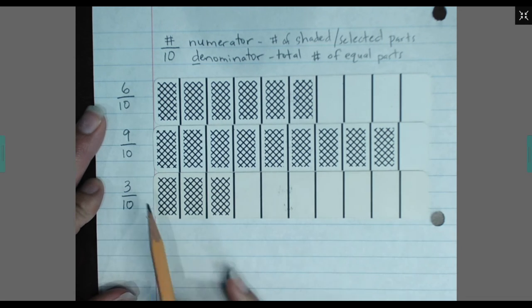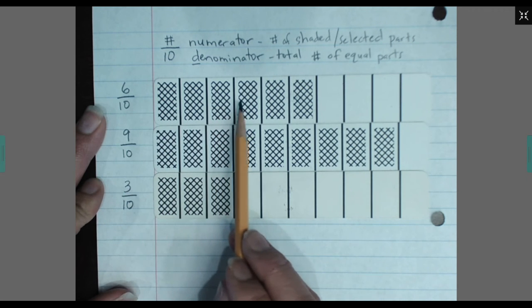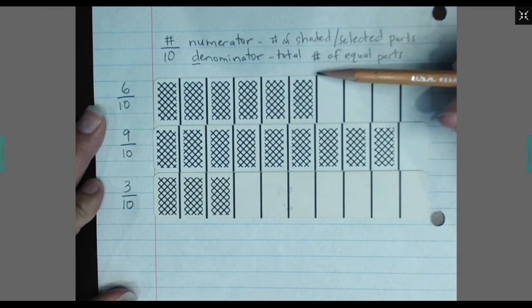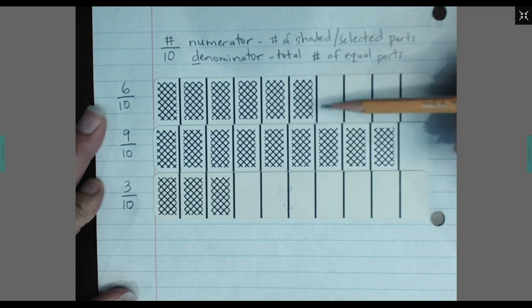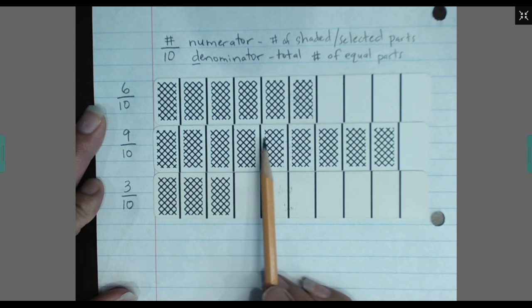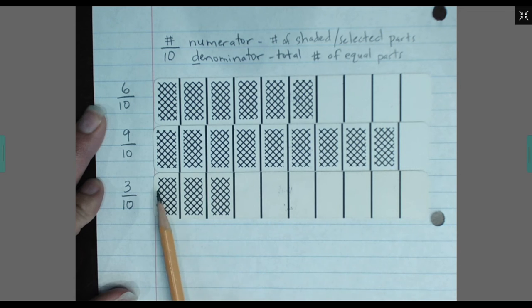So if we look at these, the first one takes up all this space until we get to here. So that's how much space is taken up of that whole. Our next one has all of this space taken up until we get to there. And this one only has that much.